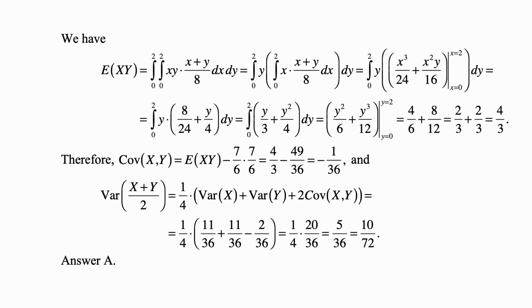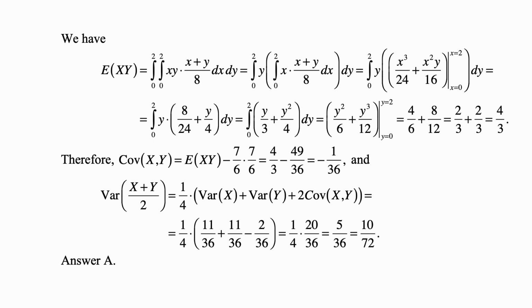Well, E of XY is equal to the integral from 0 to 2 of the integral from 0 to 2 of xy times (x plus y) over 8 dx dy. So it's the integral from 0 to 2 of y times the integral from 0 to 2 of x times (x plus y) over 8 dx. And then once we evaluate this, we'll take the integral with respect to y. That's equal to the integral from 0 to 2 of y times (x cubed over 24 plus x squared times y over 16), evaluated from 0 to 2, and then the integral with respect to y. That's the integral from 0 to 2 of y times (8 over 24 plus y over 4) dy. So that's the integral from 0 to 2 of (y over 3 plus y squared over 4) dy. That's y squared over 6 plus y cubed over 12 evaluated from y equal to 0 to y equal to 2. And that's 4 over 6 plus 8 over 12, so 2/3 plus 2/3, and that's 4/3.